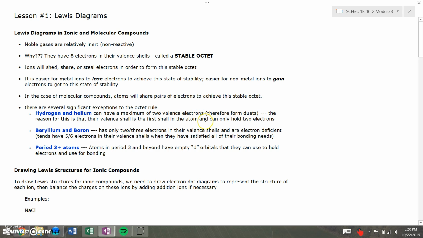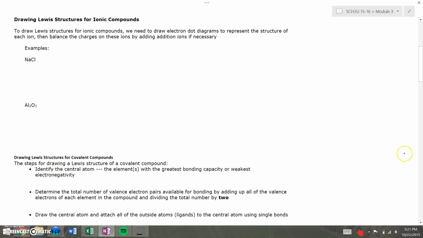So there are a couple of exceptions to the octet rule. Again, we mentioned hydrogen and helium. Beryllium and boron, they like to have 2 or 3 in their valence shell, and they tend to be electron deficient in this case. If you go past period 3, they have these empty d orbitals that can hold extra electrons. And what those d orbitals look like and how all that works is something that you'll touch upon in grade 12, but it's an exception to note, and we'll run into it as we go.